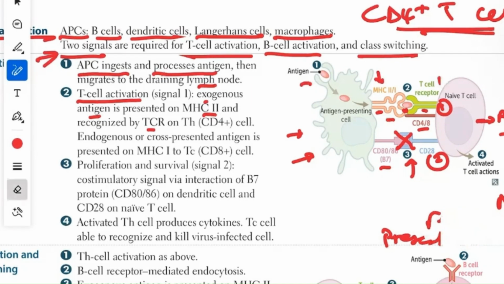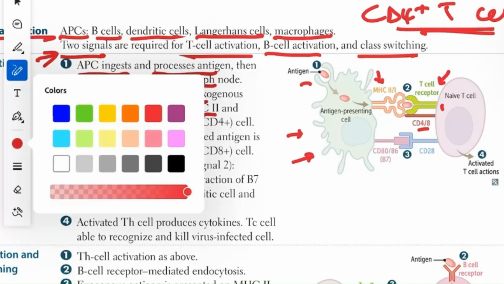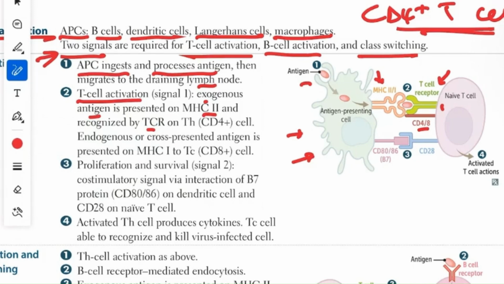Okay, let's clean some of this, all right? Let's clean some of that, okay? However, endogenous antigens, so endogenous as the cell produces the antigen, right? It will process the antigen and present it on MHC1 for CD8 positive T cells.